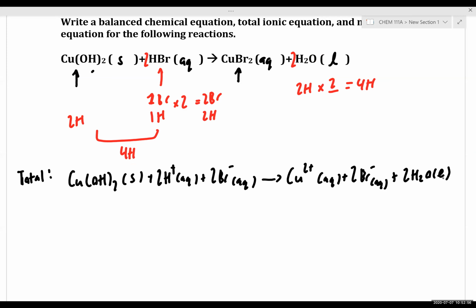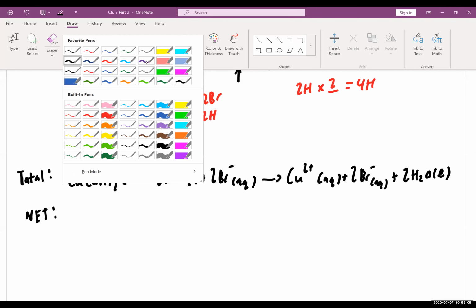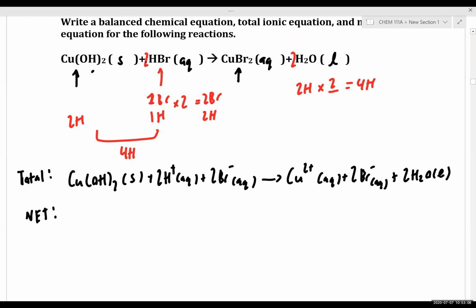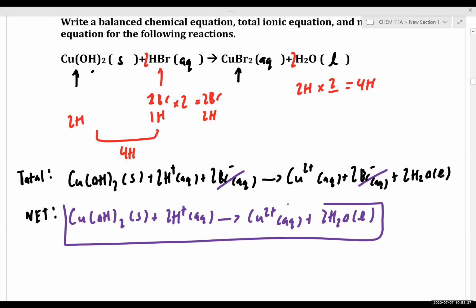So now what we're going to do is identify our spectator ions. And what are our spectator ions in this case? Which ions are identical in physical state and charge? Bromide, yep. So now we just write out our remaining ions, well, remaining ions and molecular species, to give our net ionic equation. Here we go. So we have the following net ionic equation.